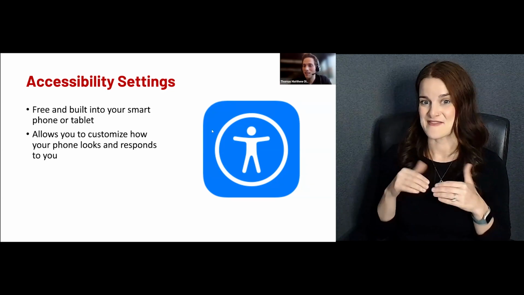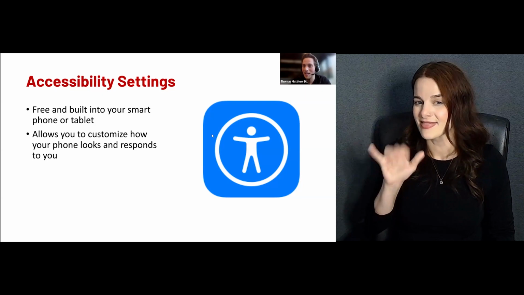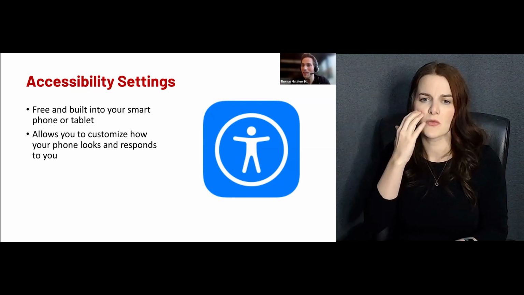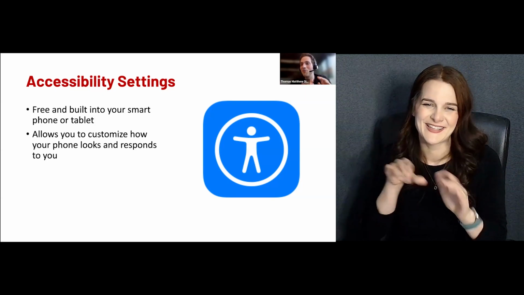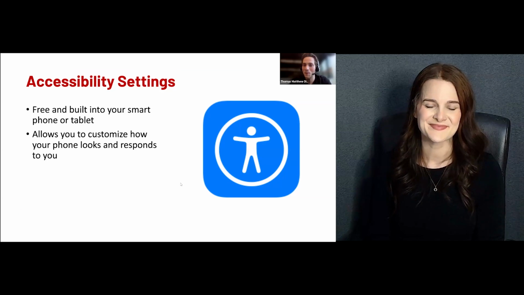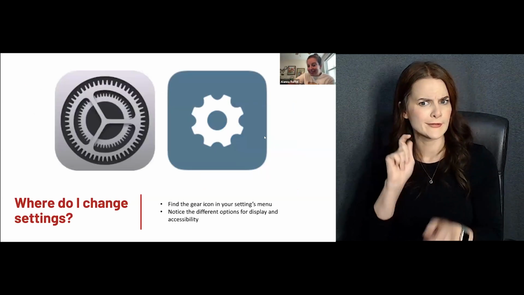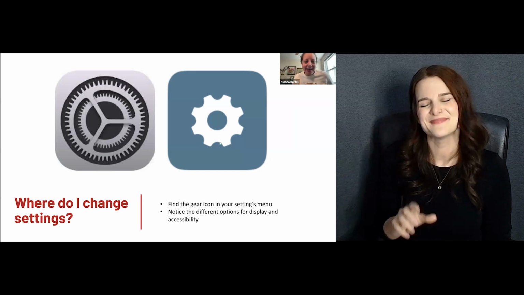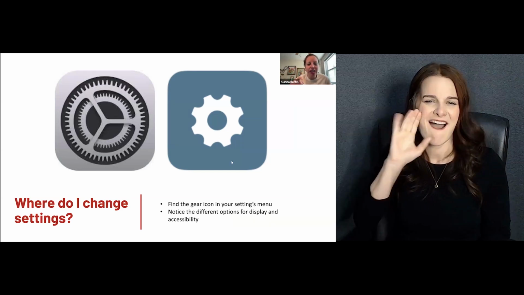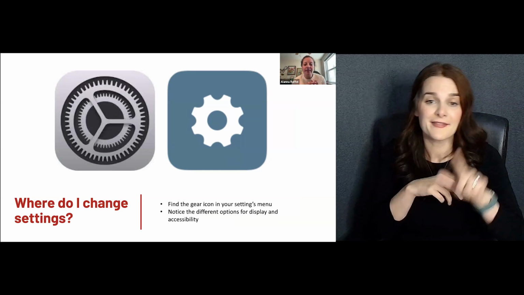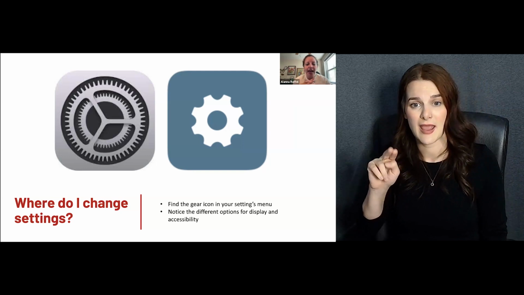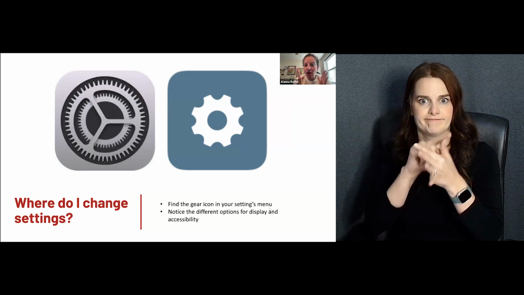On the slide, there's a little accessibility icon. That accessibility icon is very universal on phones. And so you might see this on your phone, and that's exactly where your accessibility features will be. So where do you change the settings? It's always in the settings. So you might see an icon with a little gear. The one on the left is for iPhone. The one on the right is for Android. And that's where you'll find all of these different settings.